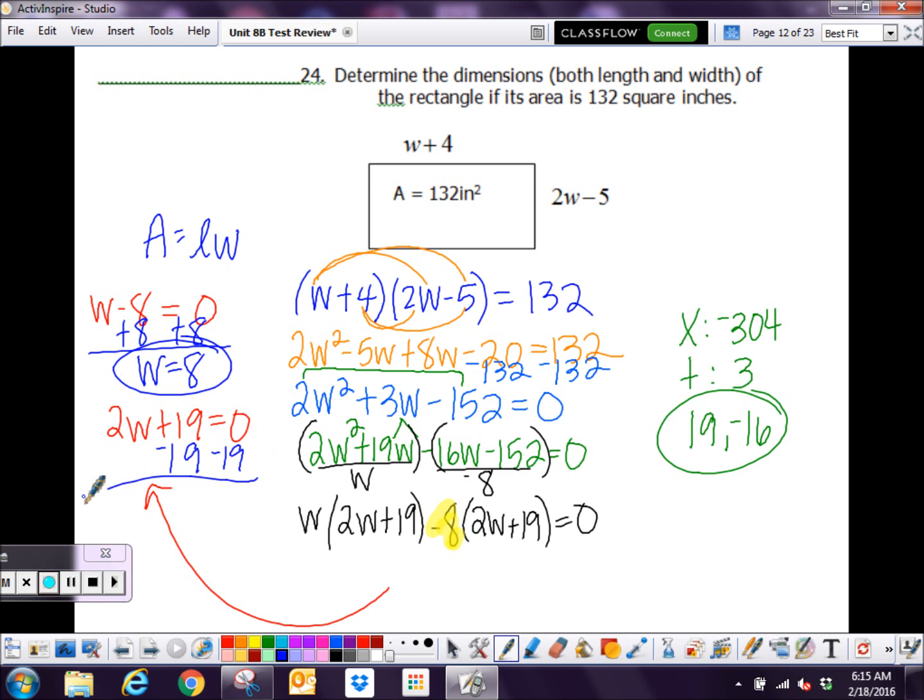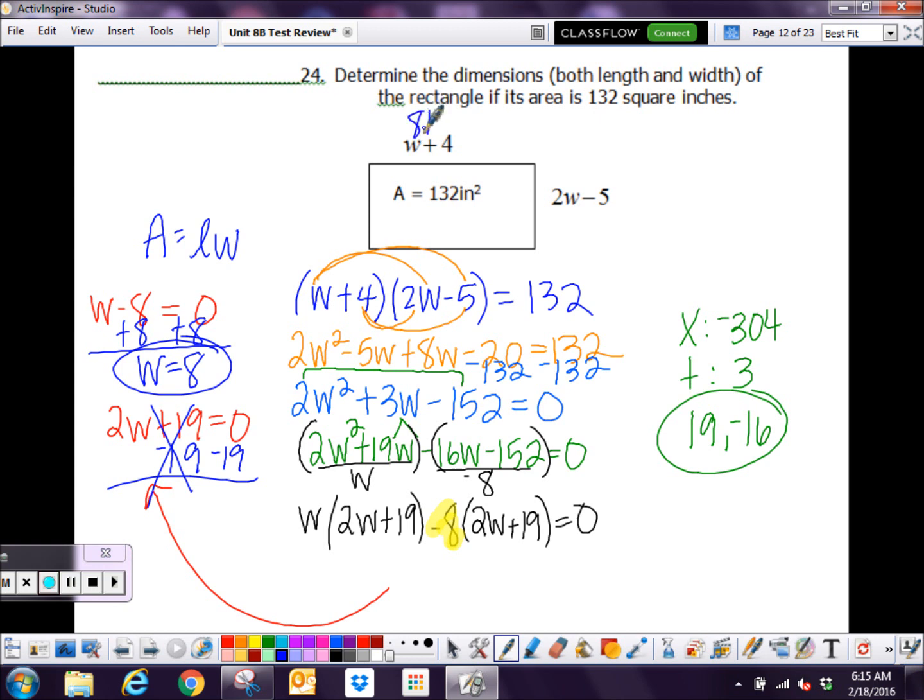Okay, and remember we're talking about dimensions here, so I'm just not even going to finish working through that. Again, if this was not a word problem talking about dimensions, you would still use that answer. But here, the only one I really need is 8. Okay, so it wants to know the length and the width. Well, w we found was 8.